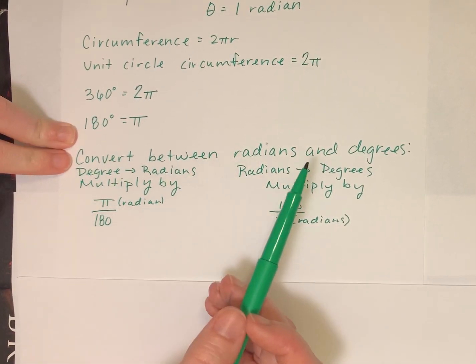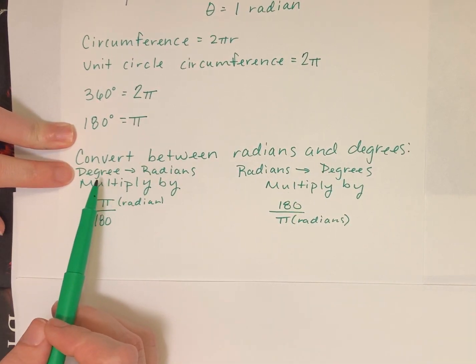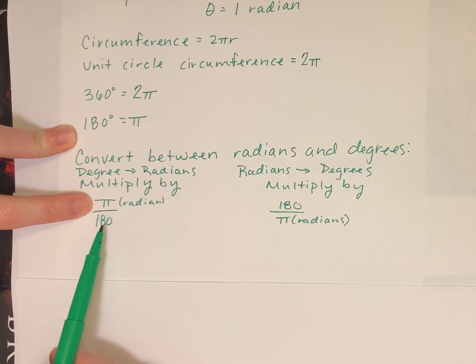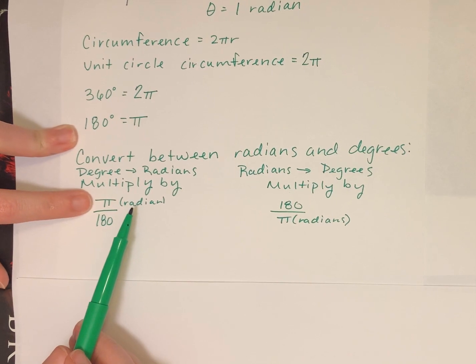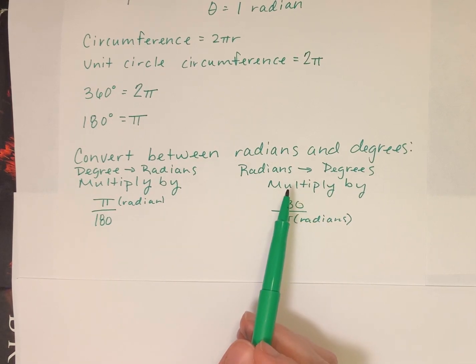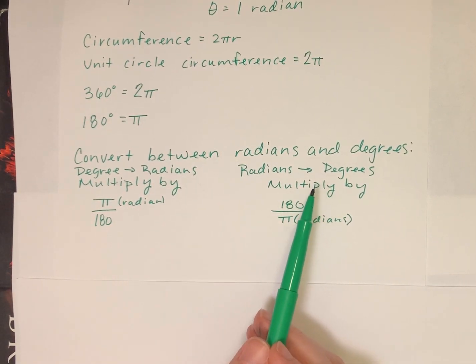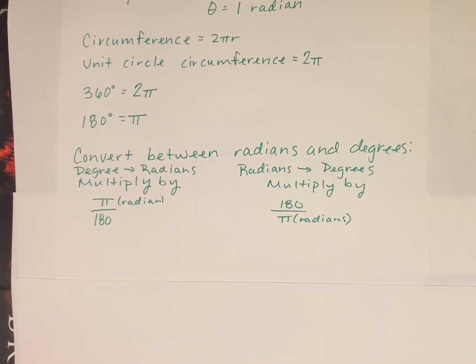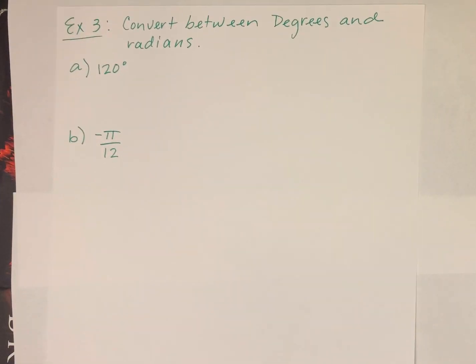So if we're going from degrees to radians, we're going to multiply by pi over 180. Pi is in radians. We don't normally write this, but sometimes you'll see it written. And if you're going from radians to degrees, you're going to multiply by 180 over pi, so just the reciprocal. And then the last thing that we're going to do is an example. So we're going to convert between degrees and radians.